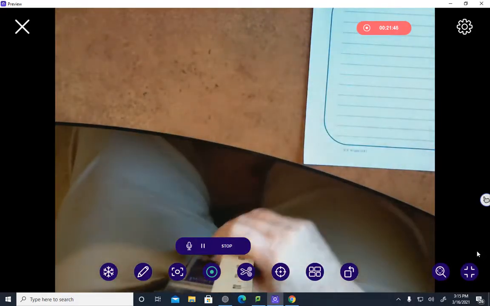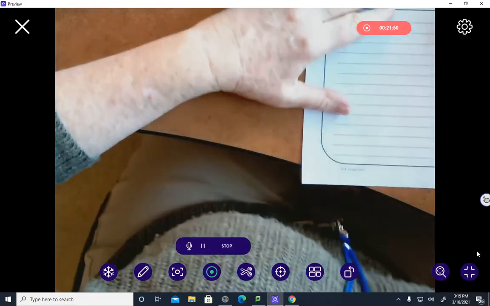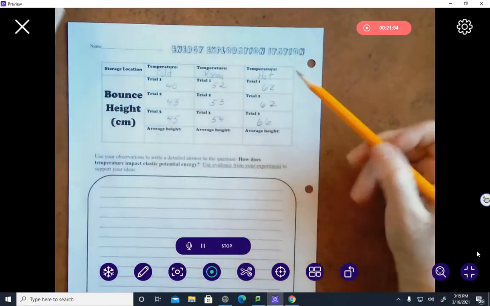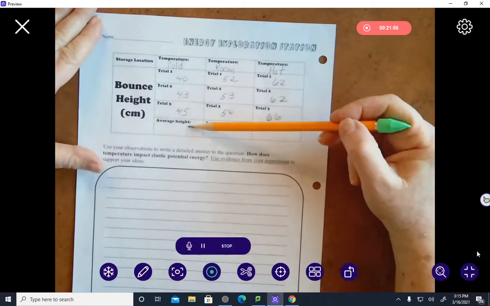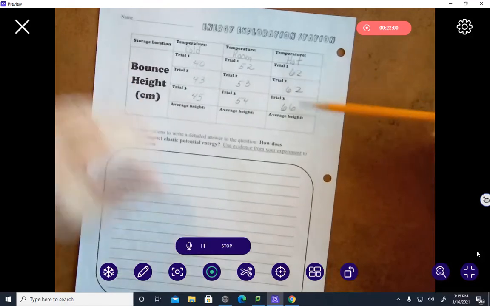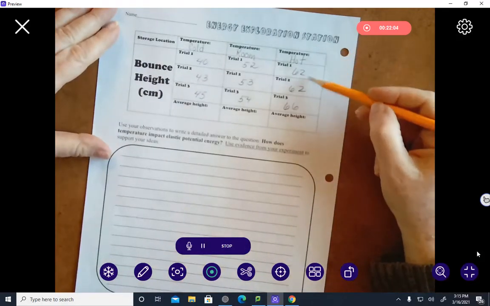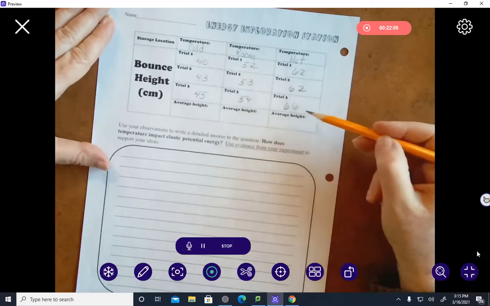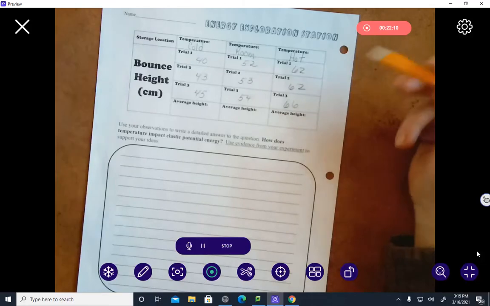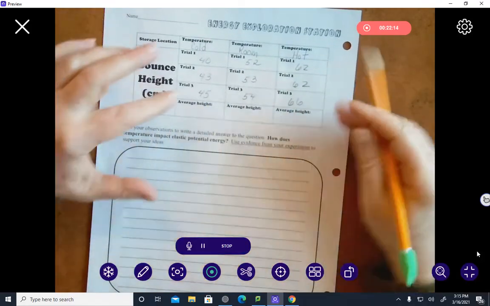Now, I'm going to set that equipment to the side. Let me put this back over here. So I wrote down the cold tennis ball bounce height, the room temperature bounce height, and the hot. We do know how to find an average: 62 plus 62 plus 66, and then divide it by 3. It should be between your lowest and your highest somewhere. So you could put that number in there. You can use my measurements.